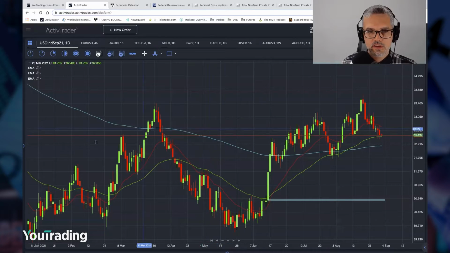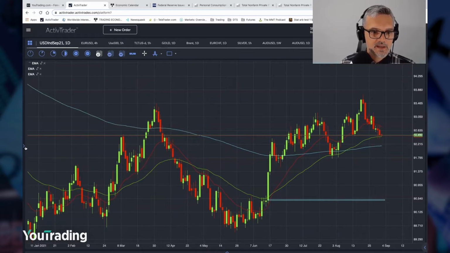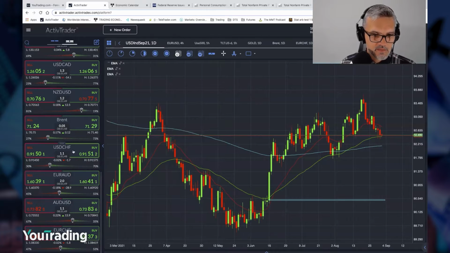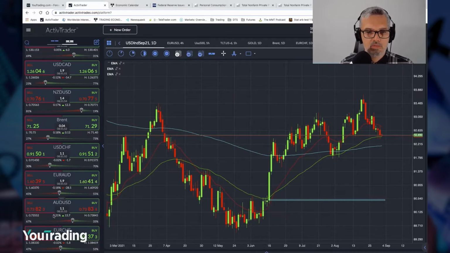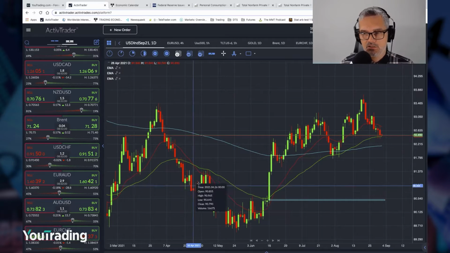If we go to the active trader platform sentiment indicator on the left-hand side, come down to the bottom, 67% of traders on this platform are bearish to the Australian dollar and 33% are bullish. So 67% are basically short in the Aussie.